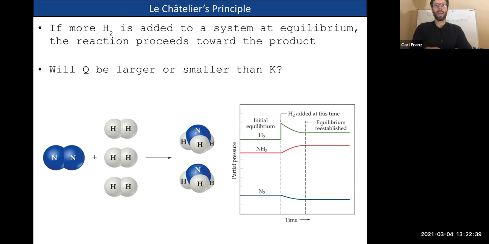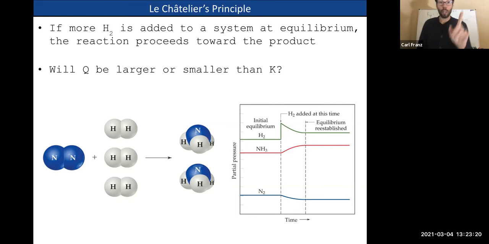Let's say we have, this is our Haber process again, right? Making ammonia from hydrogen and nitrogen gas. If we added more hydrogen gas to a system at equilibrium, the reaction proceeds toward the product, okay? I'm just telling you that. So you have H2 plus N2 yields NH3. You add more H2. Now there's an imbalance. It'll shift toward the product. A little review from Tuesday.